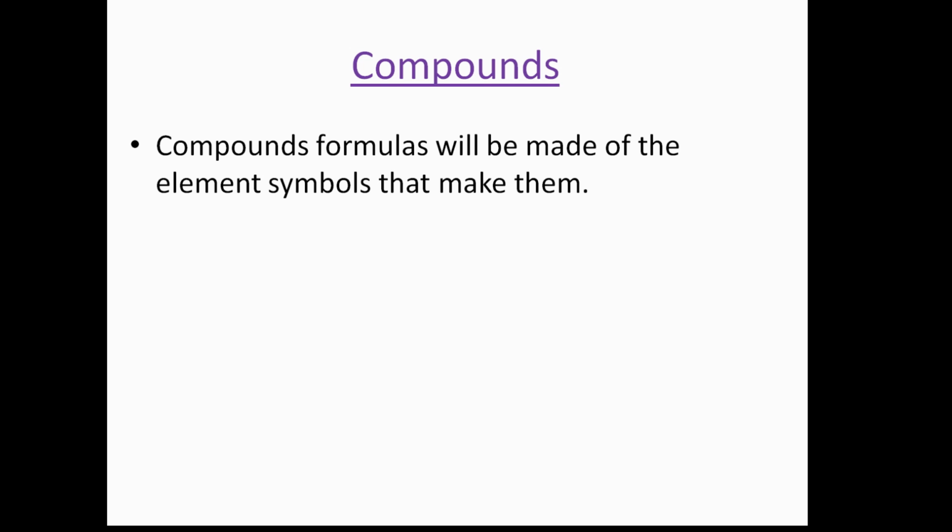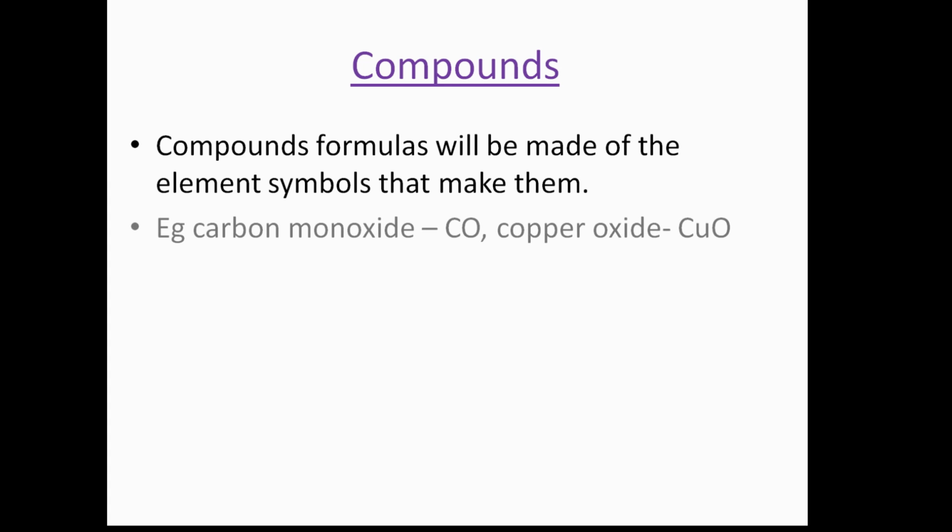Just like elements, compounds will have formulas, made up of the element symbols, and the symbols for the formula will be just the elements that make up that compound. For example, carbon monoxide, we've got 1 carbon, capital C, 1 oxygen, capital O. Copper oxide is copper, capital C, lowercase u, and capital O, oxygen.